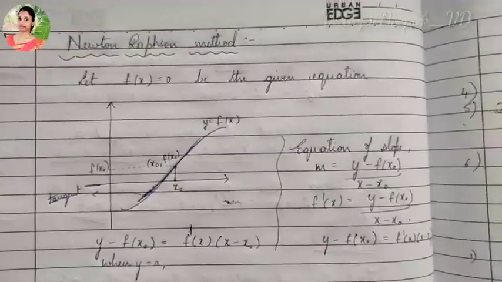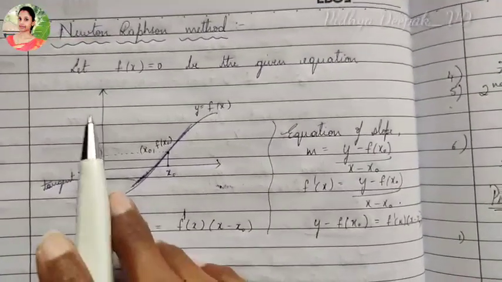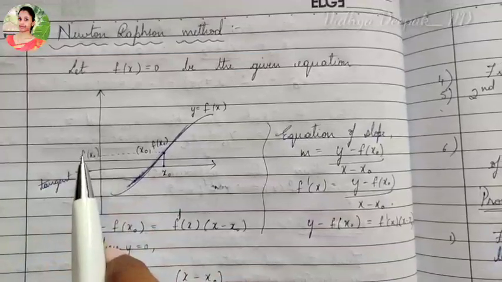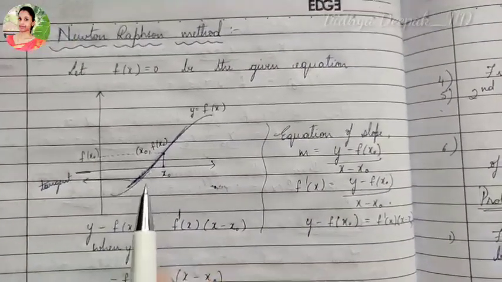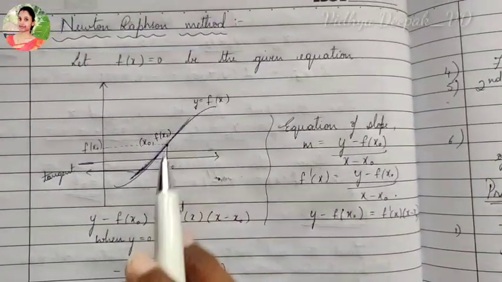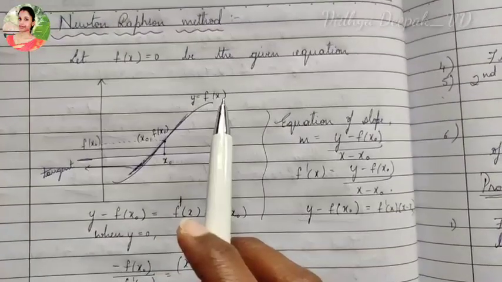Hello everyone. So today we are starting with the Newton-Raphson method. Consider first that f of x is equal to 0 is the given equation. We will understand this better using a graph. So we have a curve here. This curve is nothing but y is equal to f of x.